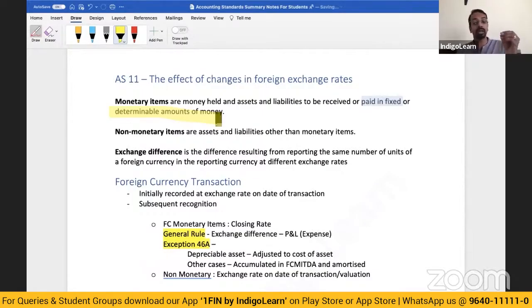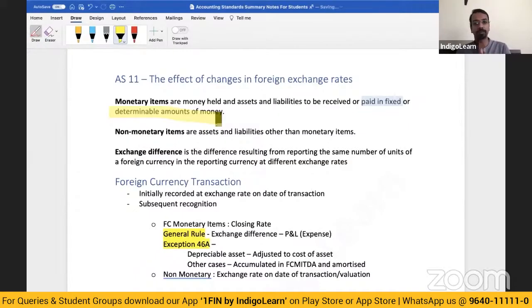So, let us say I've invested in equity shares, those are non-monetary items. Preference shares are also non-monetary items, because when the company gets wound up or is being liquidated, you may not have sufficient money to pay back the preference shareholders. So even those are non-monetary items.